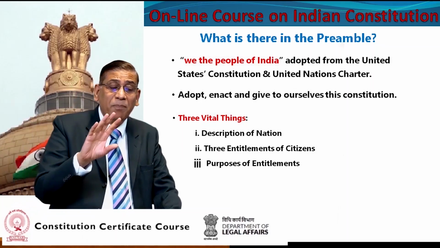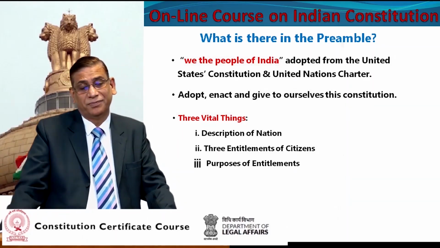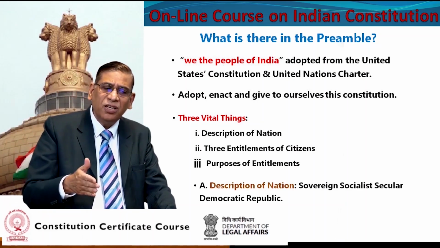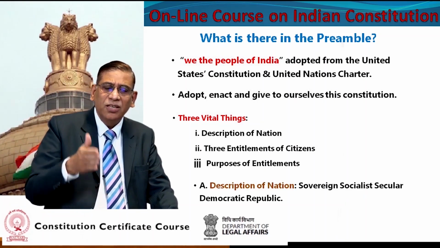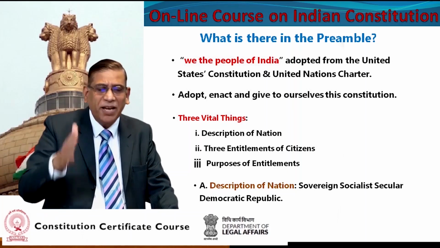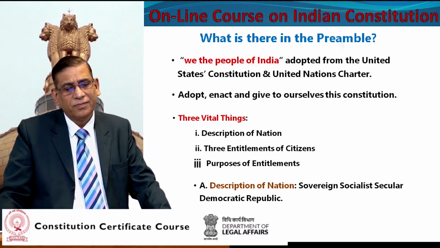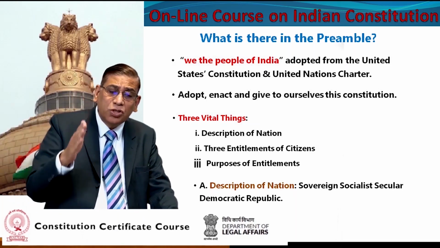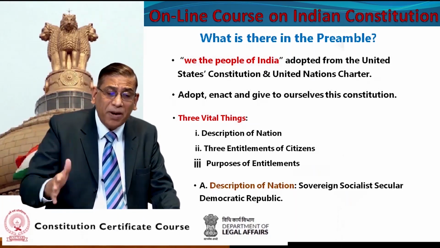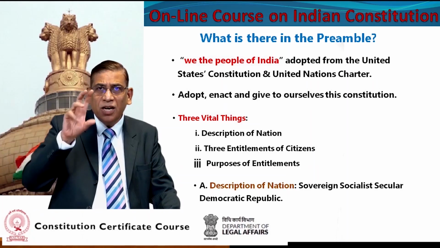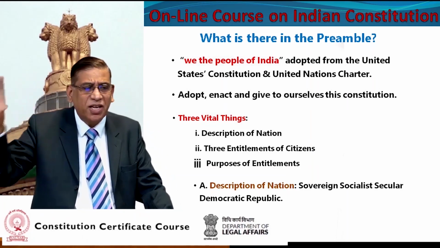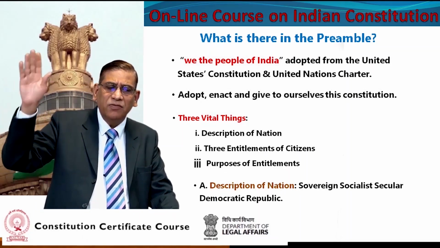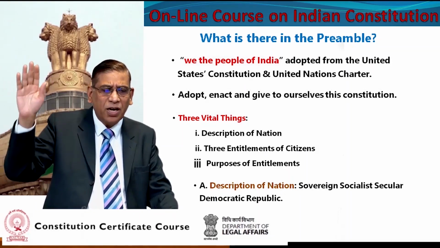First, how the preamble describes our nation. It says that we are a sovereign, socialist, secular, democratic republic. In terms of nation, these are our characteristics. We are sovereign, we are socialist, we are secular, we are democratic, we are a republic.